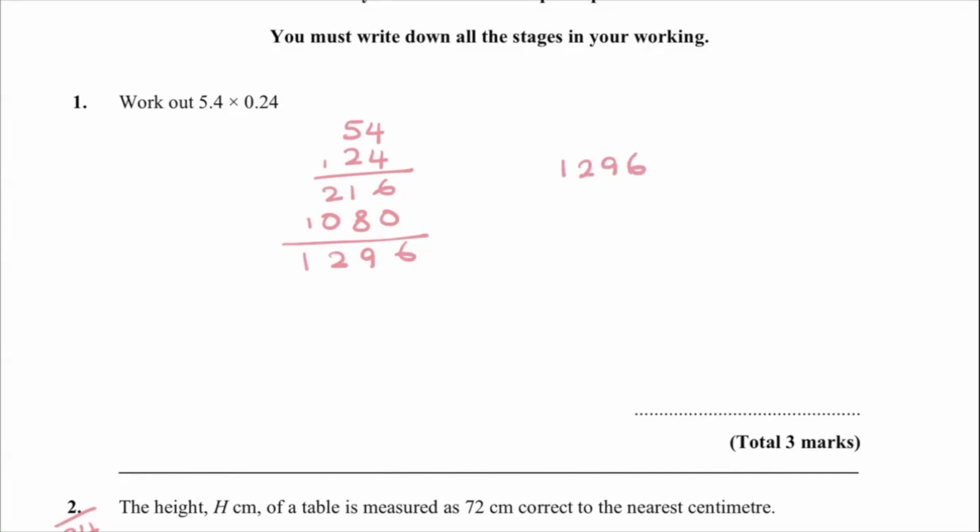Now, we can see that the 54 we used was actually divided by 10 for 5.4, so we'll come in one place, and our 24 was actually a division of 100, so in two places to give us 1.296 for our final answer.